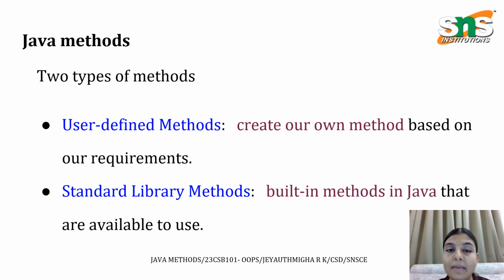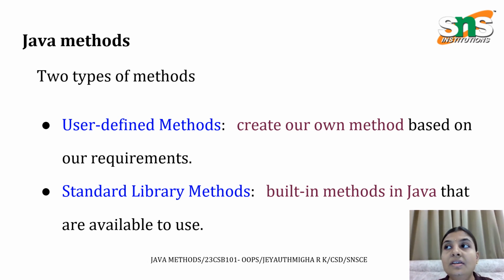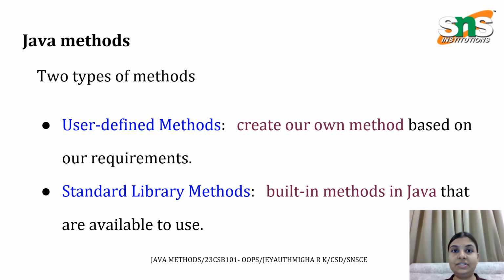There are two kinds of methods in Java. One is the user-defined function, and the other is the predefined function, which is there in the Java utility package, what we call standard library methods. These are built-in methods which the developer has already created, which are predefined and can be used by the user when needed.